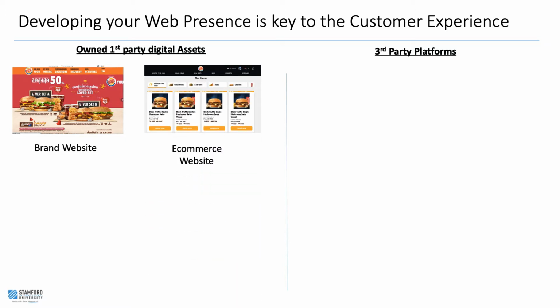The next owned first-party asset could be your e-commerce website. This is a website where you can sell your products. So if a brand develops their own e-commerce website and sells directly, then this is known as direct-to-consumer model. That may make sense for your brand. Today, it's easier than ever to develop your own e-commerce website using platforms like Shopify, and we'll review that at the end of this session. All right, so e-commerce website.